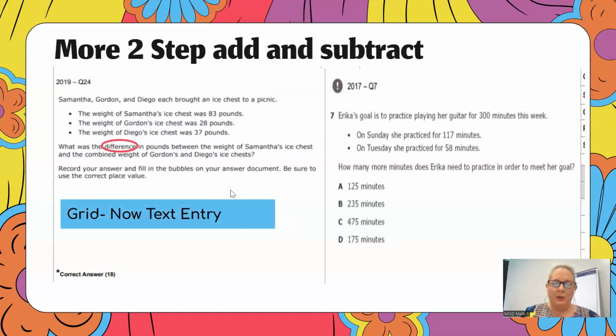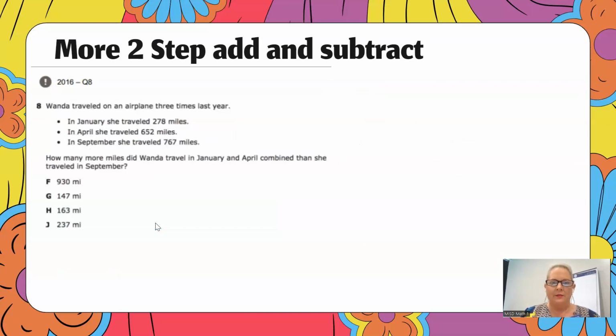Also, on the 2019 question, don't forget that this was a griddable. Now it's going to be a text entry, so we actually have to have our students practice typing the answers, okay? So don't forget that. And then here's another two-step add and subtract from 2016. You'll notice this is very similar to the 2019 question. I was telling you it's been tested that way more than once.